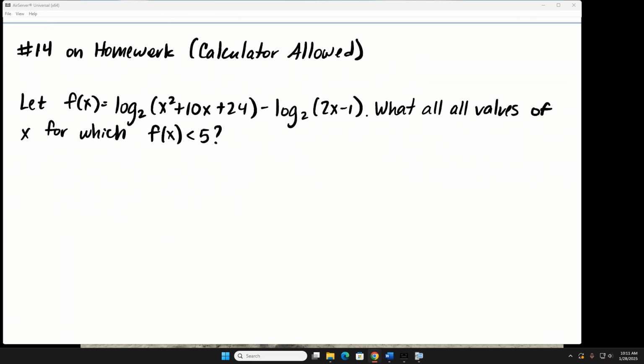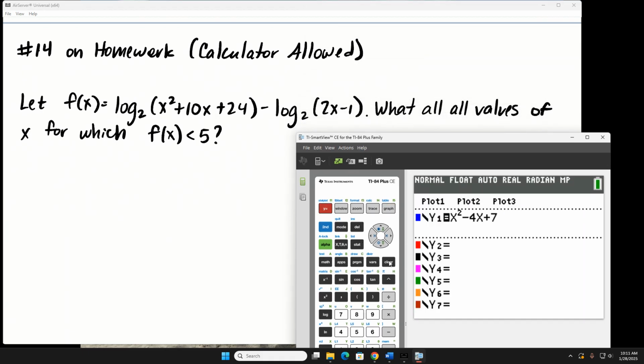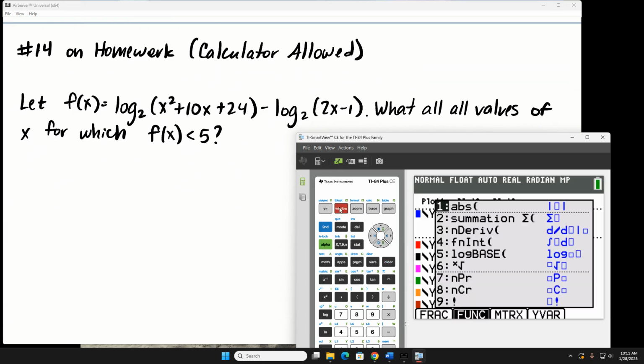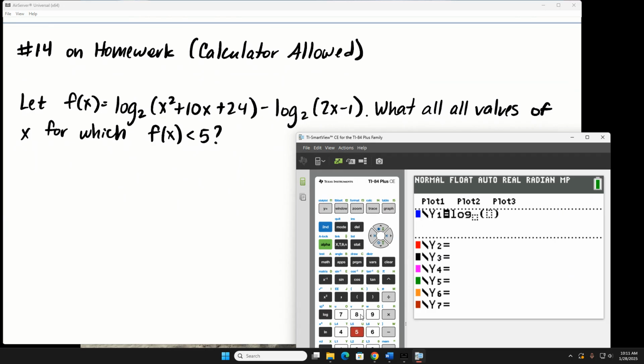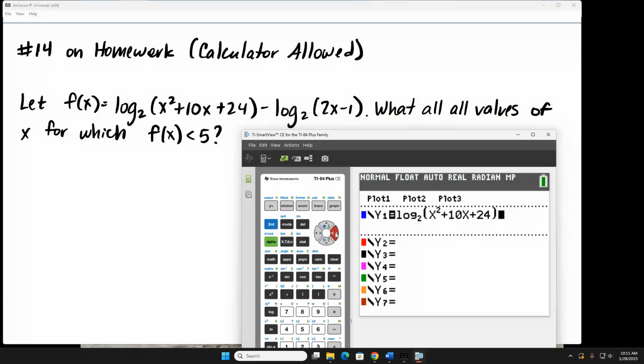All right, so everyone grab your calculator. And let's go to y equals. And we're going to put f in for y1. You guys remember how to do log base 2? Some people do, some people don't. All right, we're going to do alpha window, and then number 5 is log base 2. I'm going to have to move up a little bit. And then make sure you come out of those parentheses.